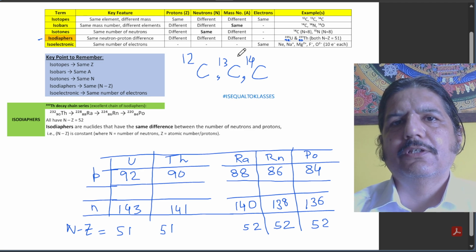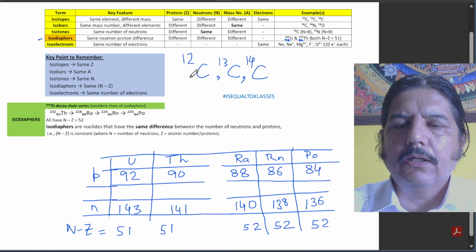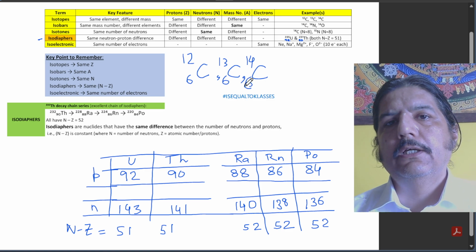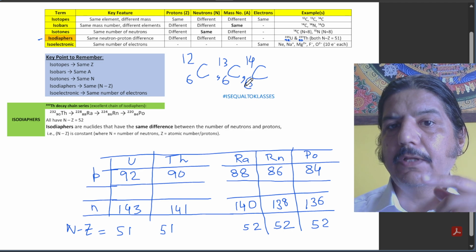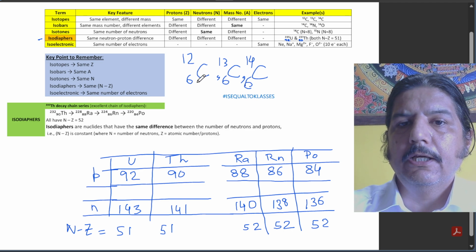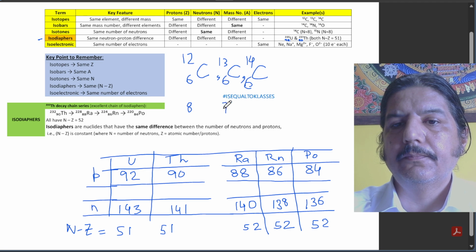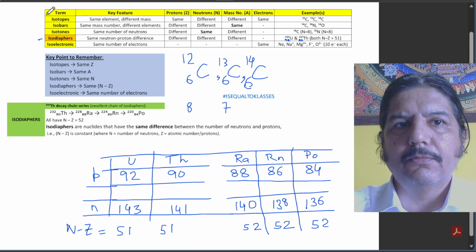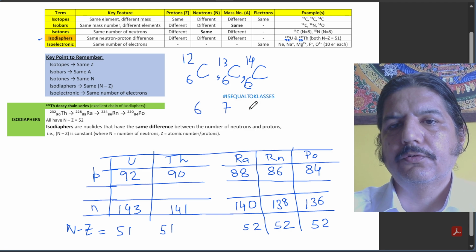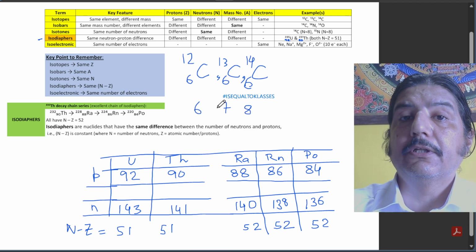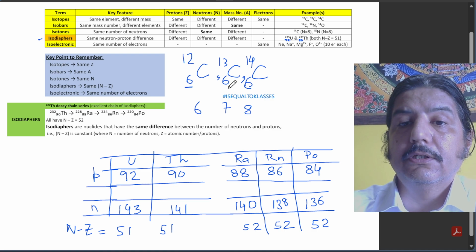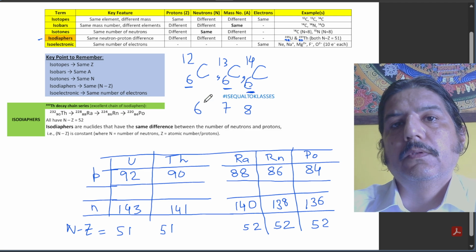So that is why isotopes are something where, as you know, the atomic number of carbon is 6. So the number of protons and the number of electrons would be 6. But as you can see, the number of neutrons changes. In this case, the number of neutrons is 6, in this case 7, and in this case 8. But the number of protons and electrons remains the same. It is 6. I hope it is clear.